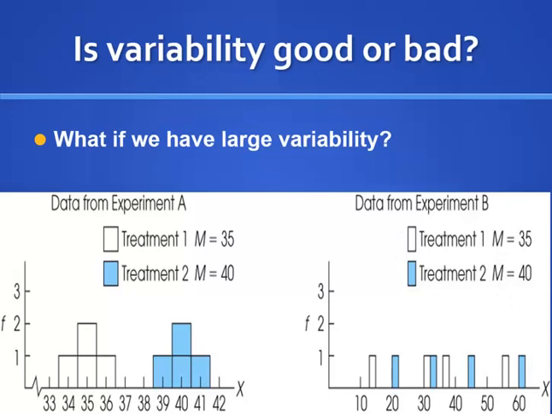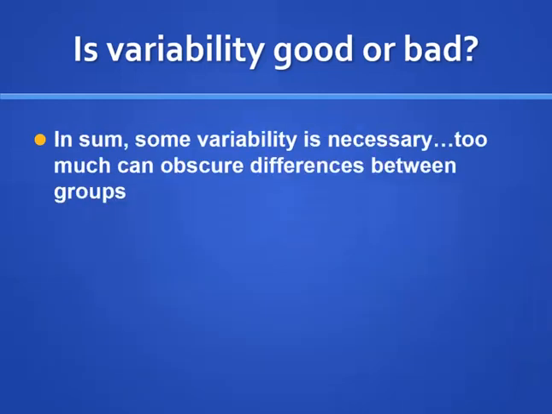Here are the means. They're exactly the same as they were in experiment A. The means are the same. However, the dispersion of scores is far more spread out, and it overlaps a great deal. So this high variability obscures any patterns that might exist in the data. It makes it hard to detect a significant statistical difference.